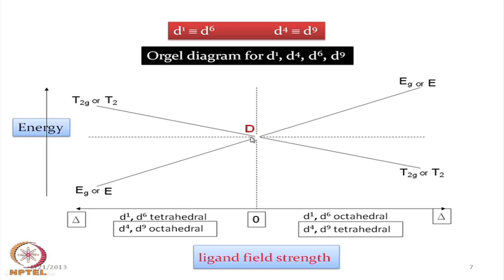Similarly, on the right hand side, the D will be splitting in the opposite fashion. In the opposite fashion, what the splitting is for octahedral, it is D1 and D6. So, T2G will be the ground state and EG will be the excited state. This is for the similar d orbitals, where we find that T2G is the ground state and EG is the excited state, and without the G subscript we have the corresponding levels for the tetrahedral field.